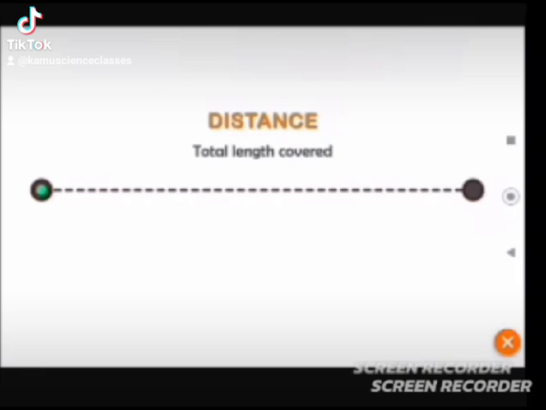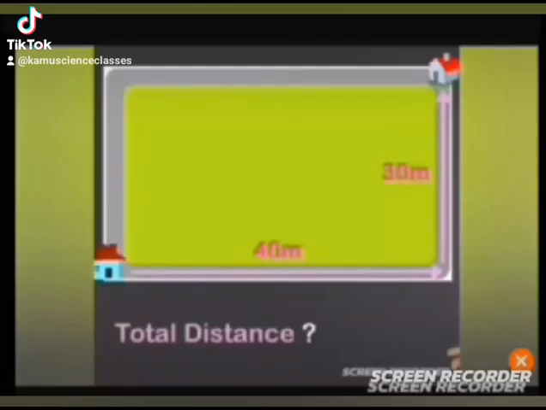Distance is a scalar quantity. It only depends on the magnitude. The direction of the path is not taken into account. The total distance would be 40 meters plus 30 meters, and therefore our total distance will be 70 meters.